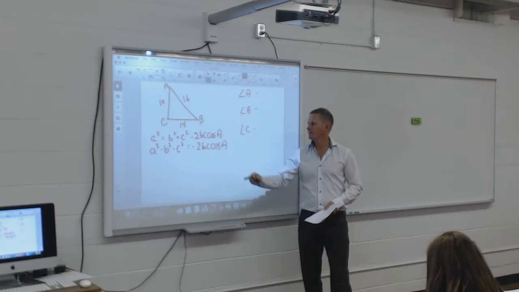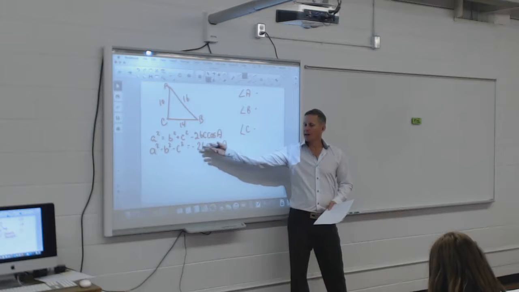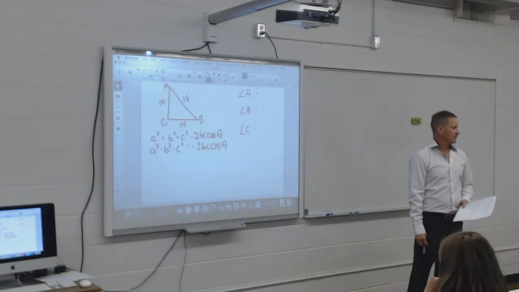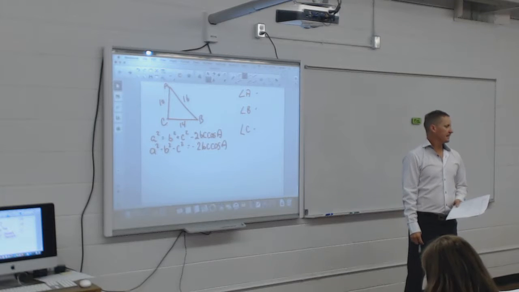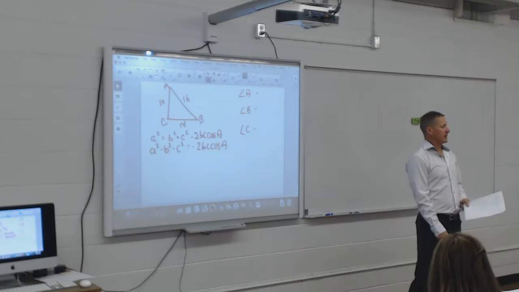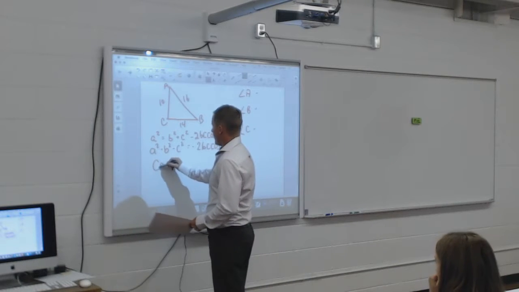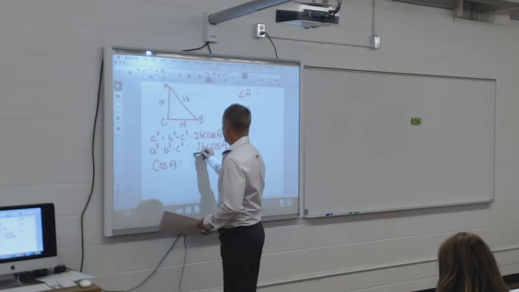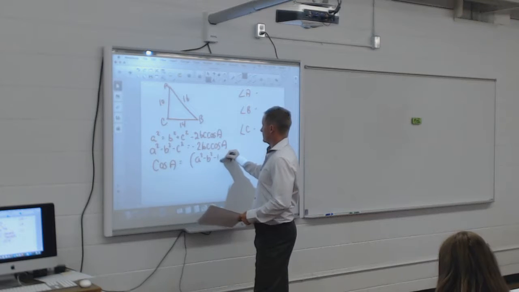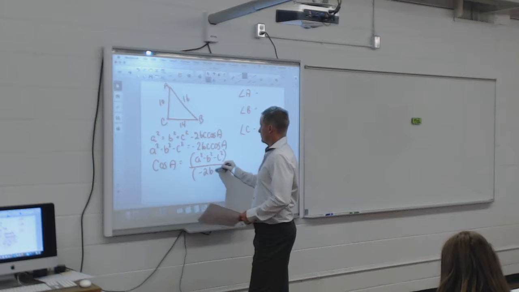Everybody follow that so far? Subtraction. So now I've got this whole expression here, and I want to solve for cos A. So what's the next thing I need to do? Divide by negative 2bc. That's right. So cos A equals, so here's what I'm going to show you. This is a squared minus b squared minus c squared over minus 2bc.